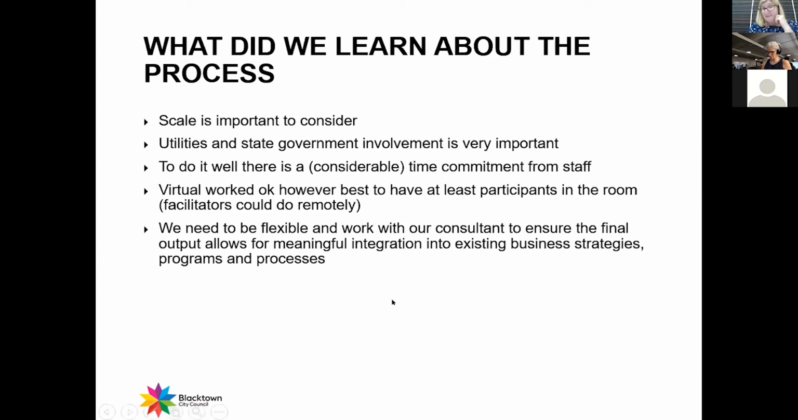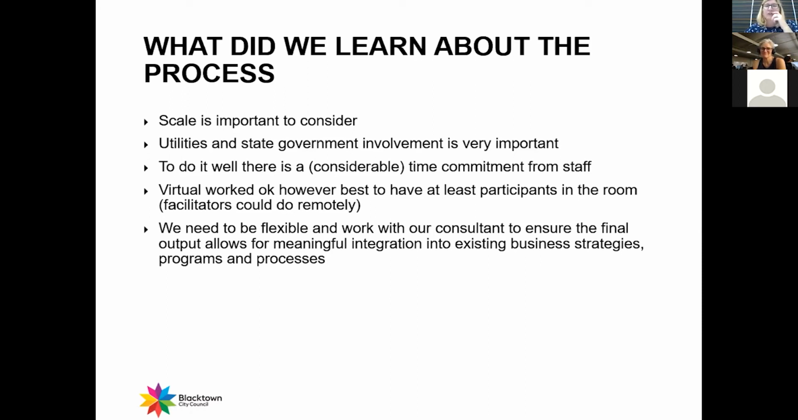To do it well, there is a considerable time commitment from staff and from others outside. So you need to come from a place where people are committed, and you've probably got some direction and buy-in from directors that give you that mandate that people do need to be involved in this process. I think the virtual worked okay, and credit to Jan and Fiona and Richard, we were the first ones, I believe, that they did in Australia on a virtual platform.